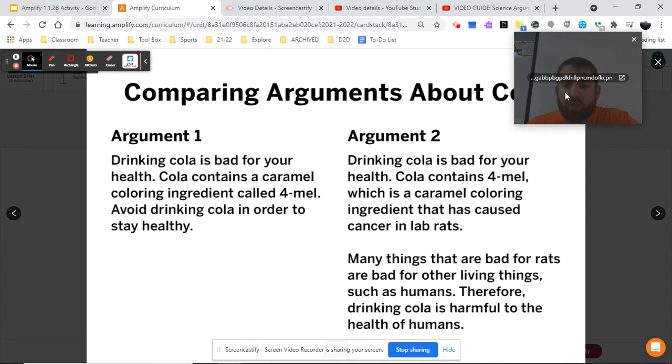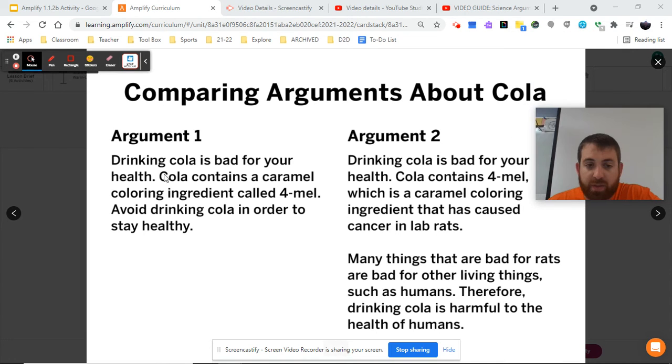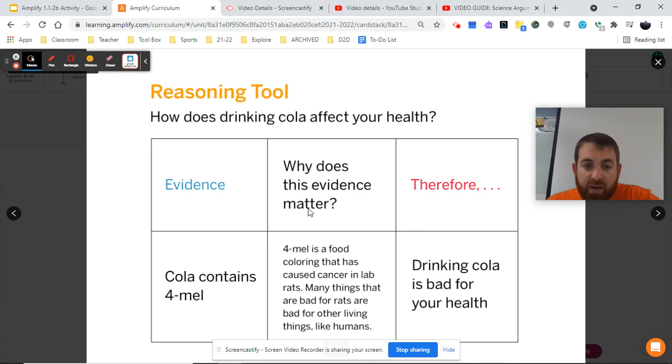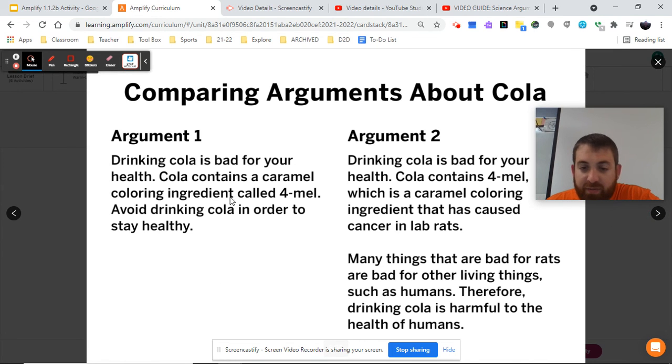So, if we're looking at comparing these two arguments: drinking cola is bad for your health. Cola contains a caramel coloring ingredient called 4-MEL. Avoid drinking cola in order to stay healthy. This right here, this statement, though a good start, doesn't contain that strong reasoning we saw. It doesn't contain this big idea. Why does this evidence matter? Why does that 4-MEL matter?